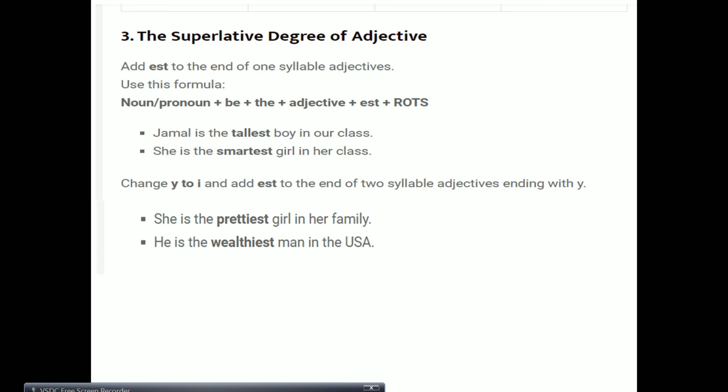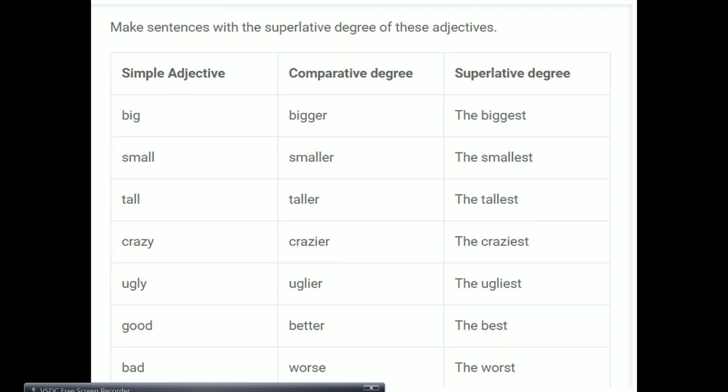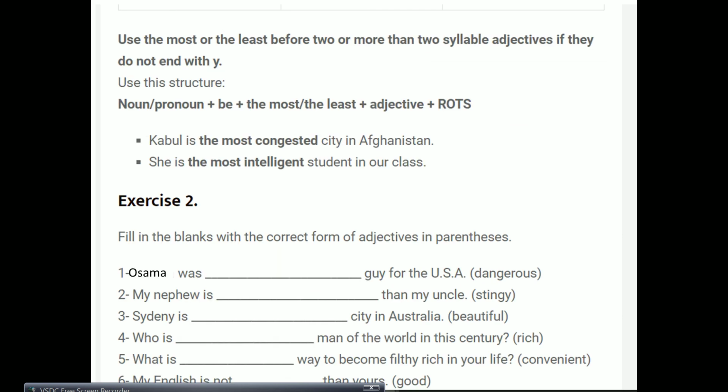He is the wealthiest man in the USA. So notice the spelling, change of spelling. Okay. So in superlative degrees, these are examples of the different adjectives and how they change. Okay. So go through it, read them. Bad, worse, worst, good, better, best. Others are easy, but these are somewhat different. Good, better, best. Bad, worse, worst.